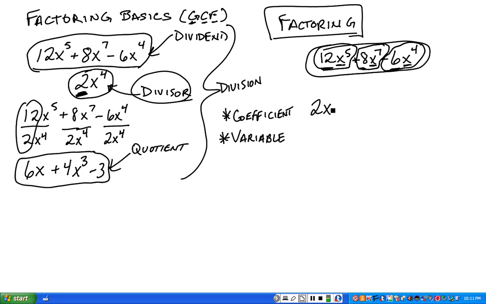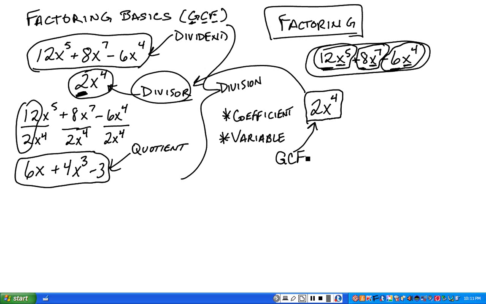Once I determine that I can pull an x out, I check my exponents, and whatever the lowest exponent present is, that's the exponent that I pull out. So I have an x to the 5th, x to the 7th, and x to the 4th. Since 4th is the lowest, I pull out an x to the 4th. Once I've checked my coefficients and variable, I really found my divisor. But now, instead of calling it a divisor, when we're talking factoring, we're calling this a GCF.